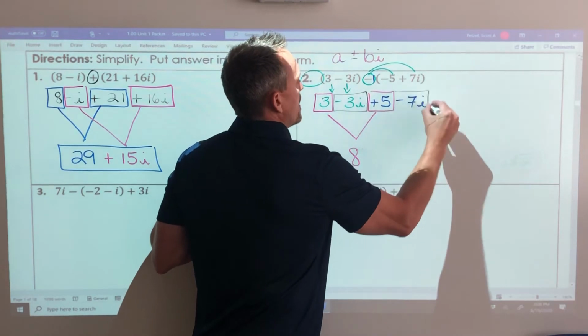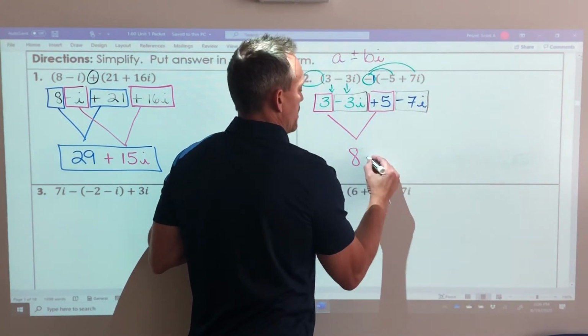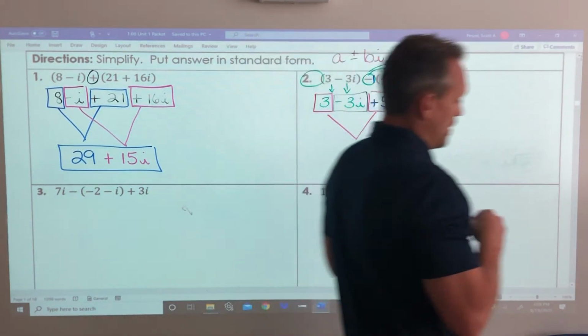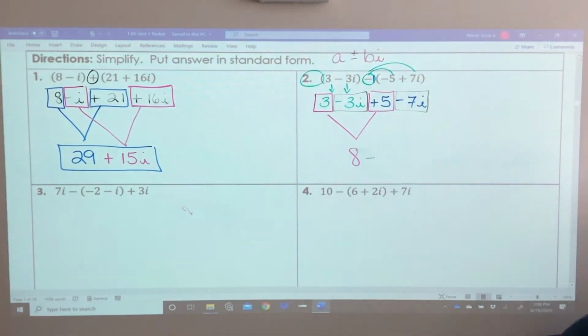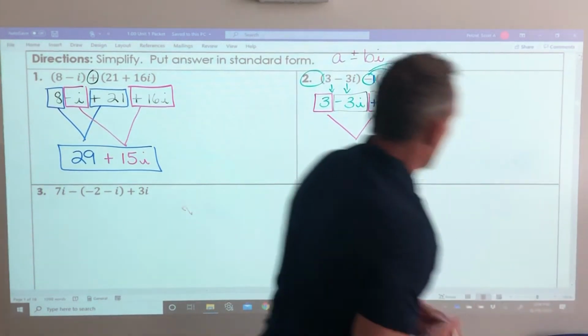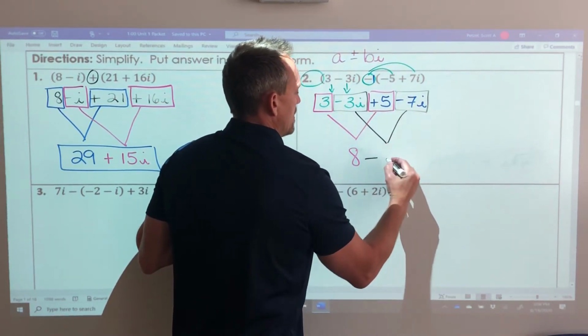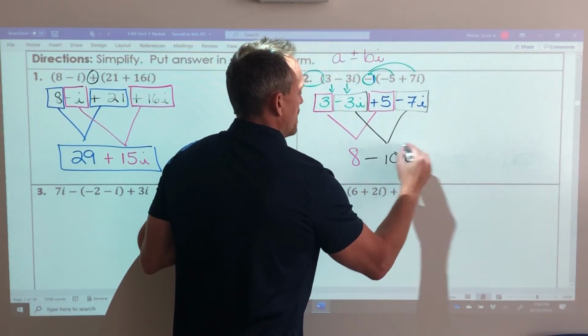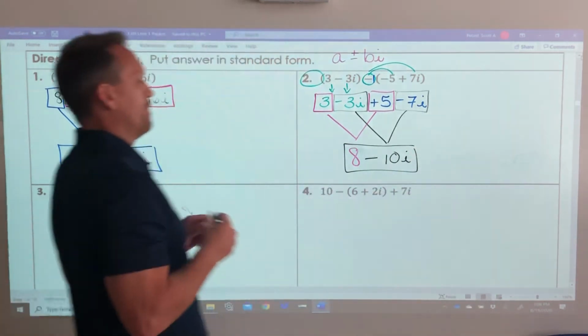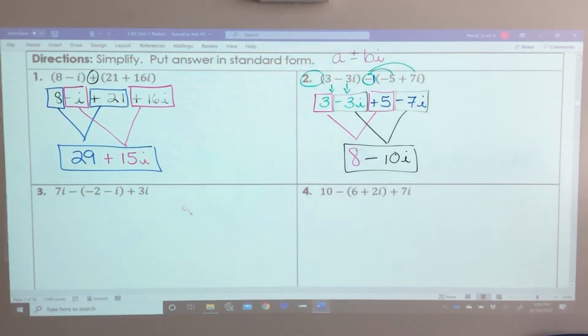Negative 3i, negative 7. Ah, this pen's not working for me. Oh, gotta go bye-bye. Negative 10i. And that's your final answer. It was 8 minus 10i. You cannot combine them. One's imaginary, one is real.